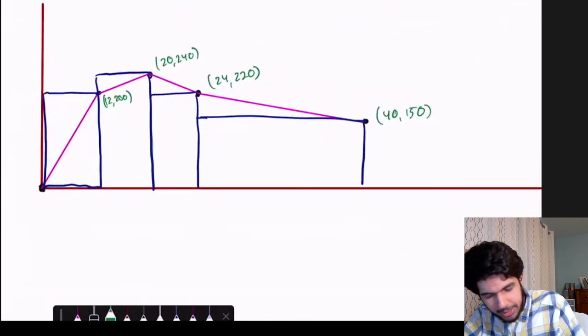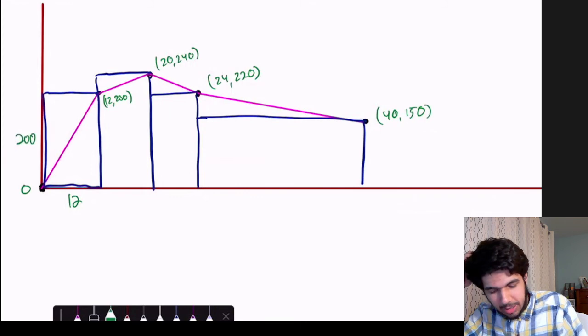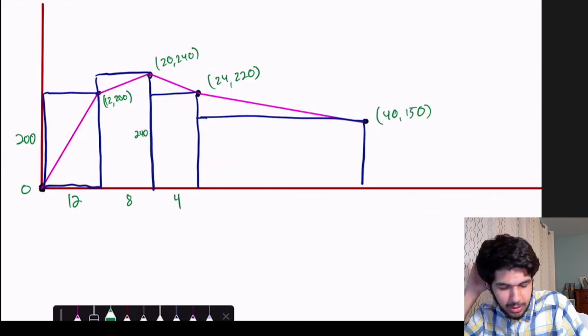So with that in mind, the width of the first rectangle is 12, and its height is 200. The second one has width 20 minus 12, which is 8, and its height is 240. Third one has width 4, 24 minus 20 is 4, height is 220. Last one has width 16 and has height 150.